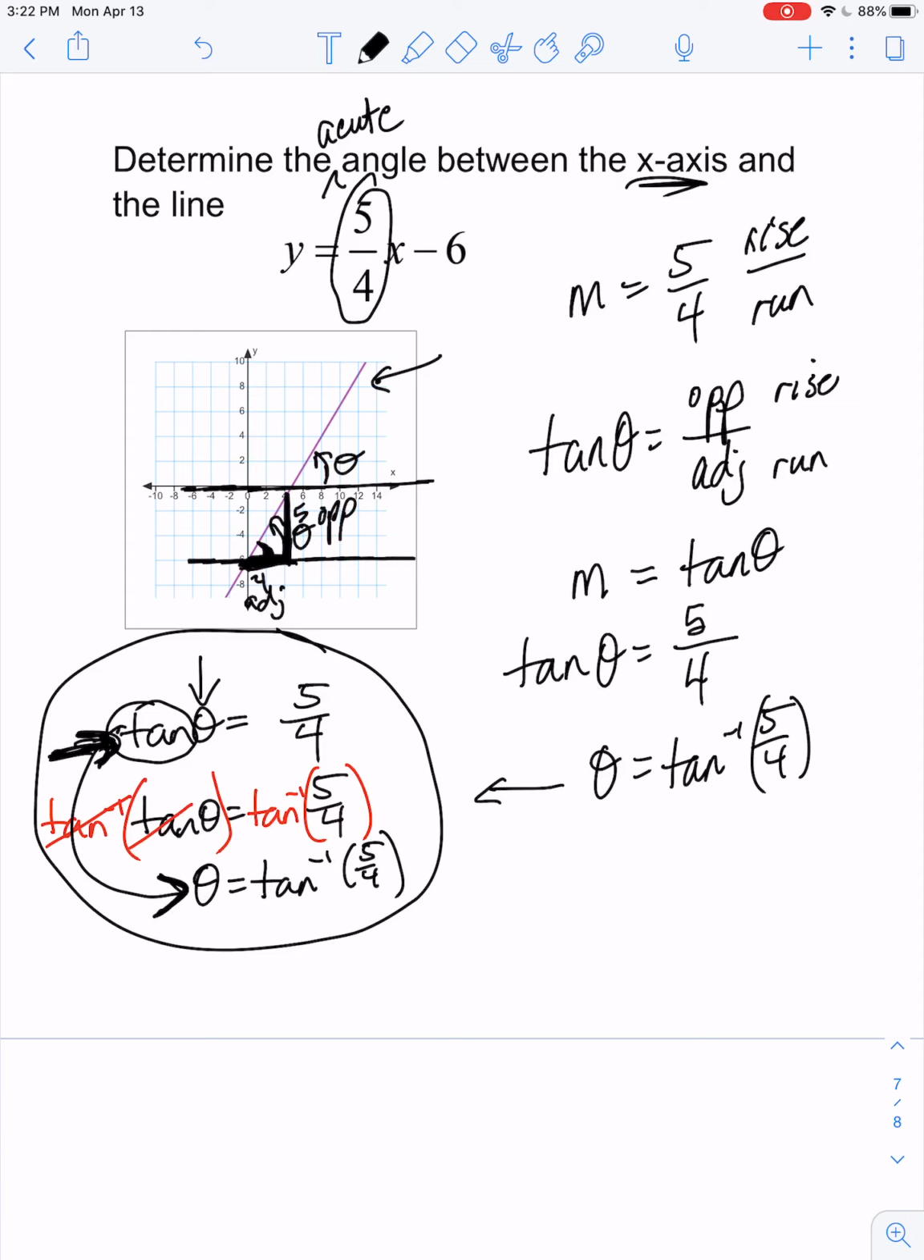To undo the tan, we have to use tan inverse. You have to use the second function on your calculator, so don't forget to hit shift, then tan, and put the 5/4 inside brackets or it's not going to work. Theta equals 51.3 degrees. Whether we're talking about this angle down here or this angle here, it's the same. And that's it for that question.